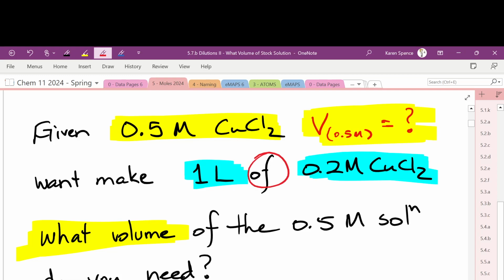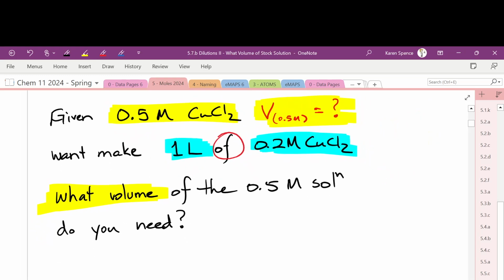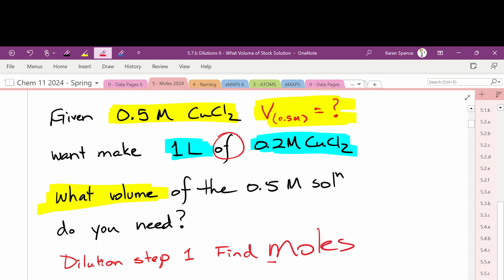And when I'm doing a dilution problem, what is the first thing I'm trying to find? Dilution, step 1. Find the, what's the whole unit about? Moles. So step number 1 of a dilution is find the moles, because the moles before is the same as the moles after. So you're going to need moles to solve the problem. It doesn't matter whether you're diluting one way or the other. So we're going to find the moles.